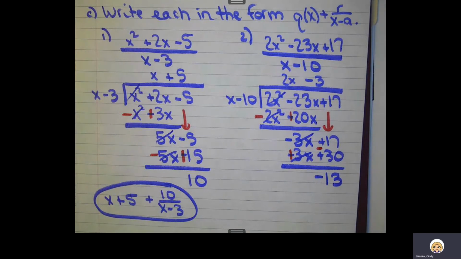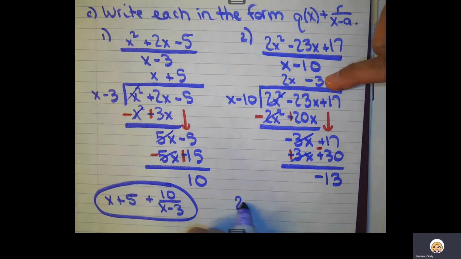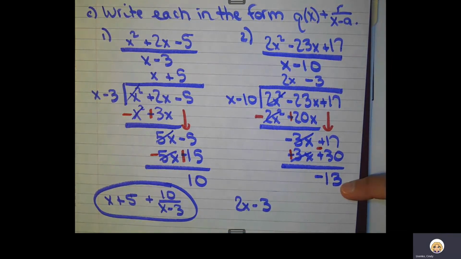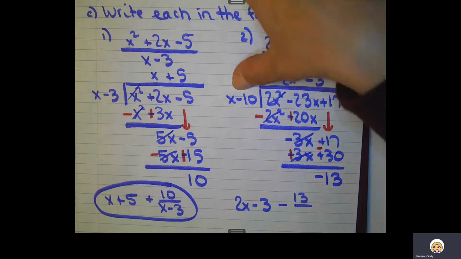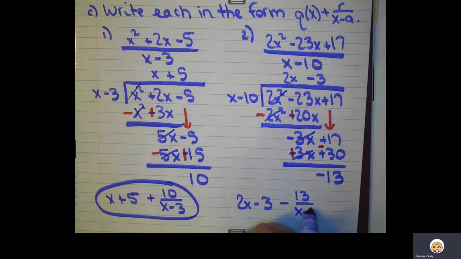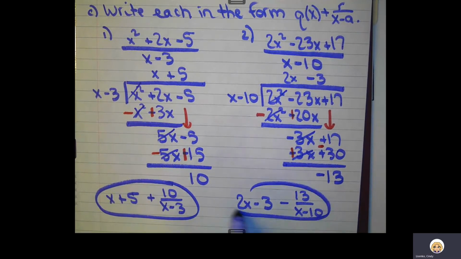So to rewrite it in quotient remainder form, there's my quotient. So I bring down 2x minus 3. My remainder is a minus 13. So I'm going to put minus instead of plus, and my 13 goes on the top. I put it over what I divided by. I divided by x minus 10. So that x minus 10 goes underneath. There's your quotient remainder form.